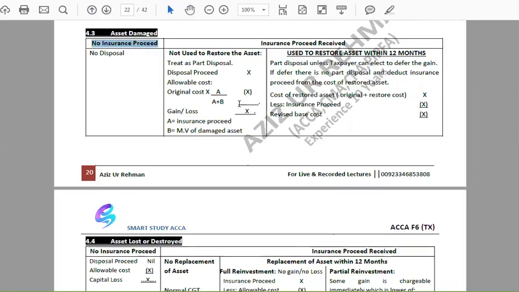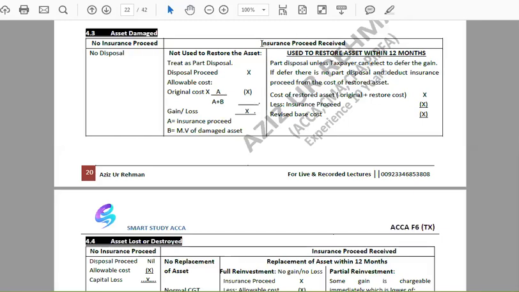Suppose an asset has been damaged, and that asset was not insured. In this case, there will be no tax implication. There will be no calculation. If an asset has been damaged and was not insured, or even though the asset was insured, the insurance claim was unfortunately not successful, in both cases you are not going to receive anything from the insurance company. There will be no disposal, and there will be no tax implication.